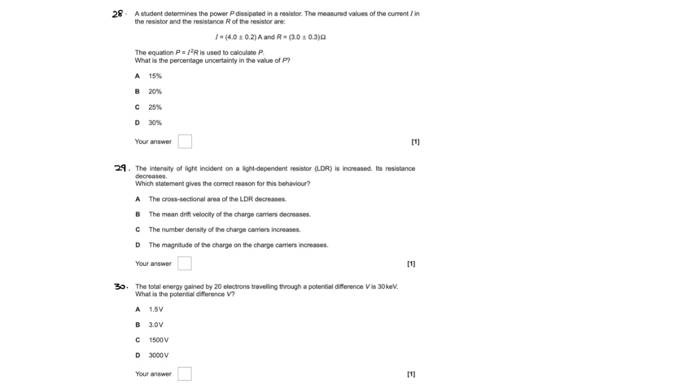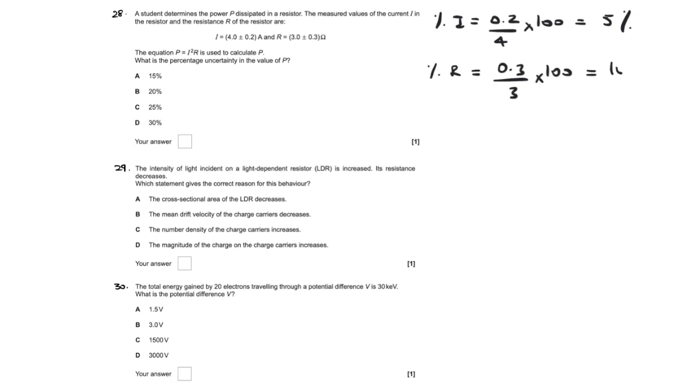Question number 28 is yet another percentage uncertainty question. So again, feel free to pause the video and give it a go. Now, welcome back if you did try it. Let's find out what the answer is. The percentage uncertainty for P is based on the percentage uncertainty in I and R, so let's work those two values out first. I am given a value of 0.2 over 4 times 100, and that will give me 5%. And the percentage uncertainty in R is 0.3 over 3 times 100, which is 10%.